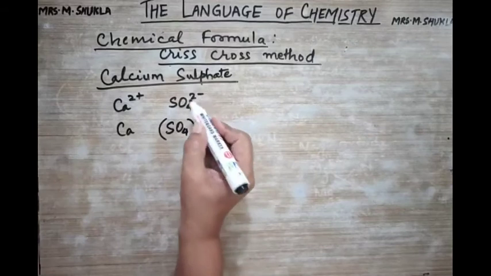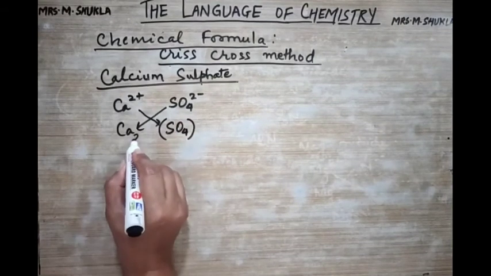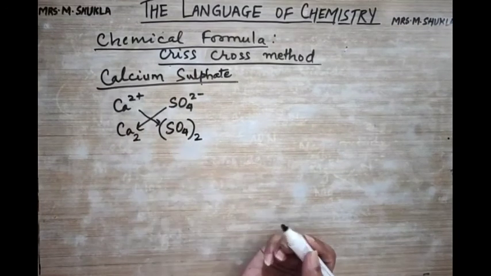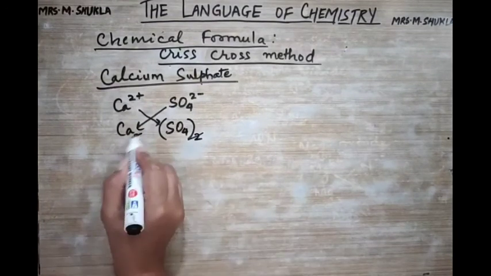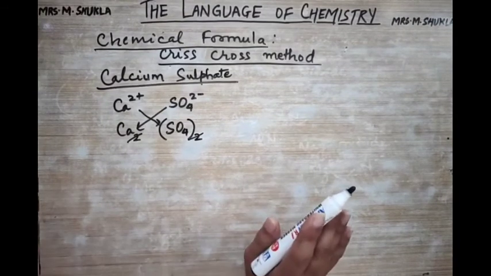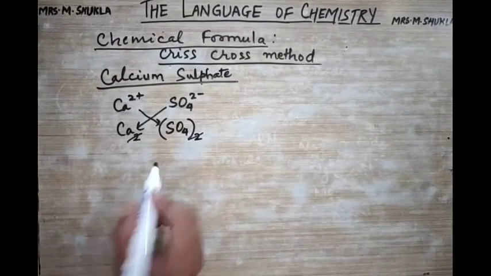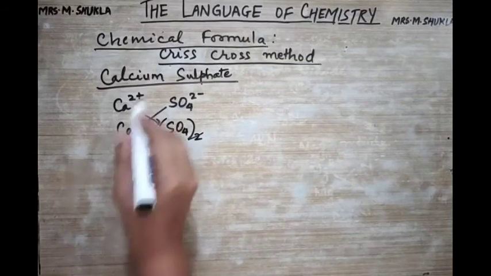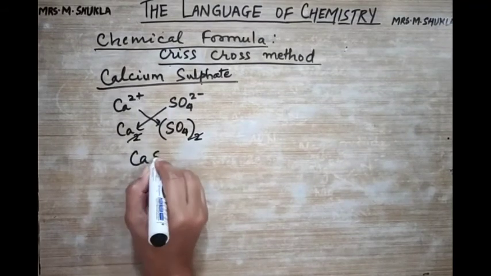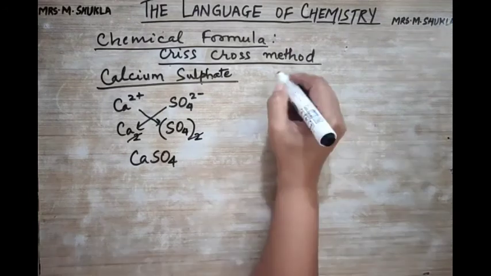Fine. So now what do I do? Crisscross, 2 is brought here, 2 is brought here. This 2 and this 2 get cancelled because I cannot touch anything inside the bracket. Any number inside the bracket should not be cancelled out at any cost. So now this 2 and this 2 is cancelled. So what is your formula for calcium sulfate now? CaSO4.